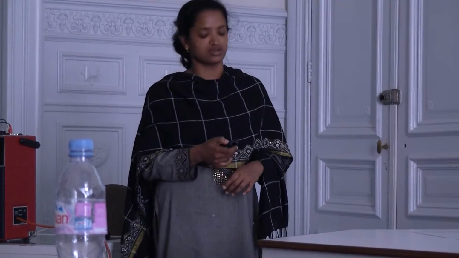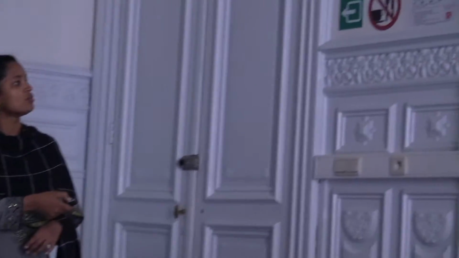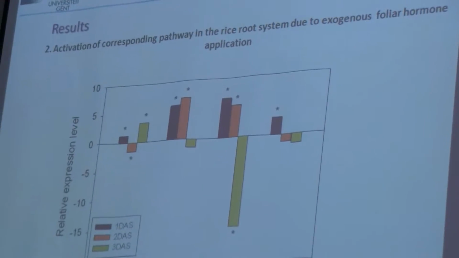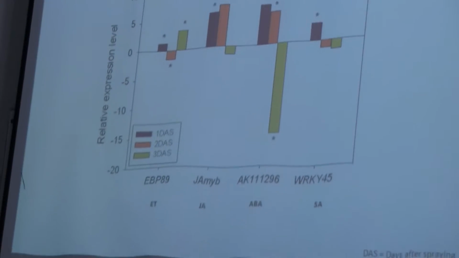In order to verify the effectiveness of the chemicals as inducers of the corresponding pathways in the rice root system due to exogenous foliar hormone application, for each pathway, one hormone-responsive gene was selected to see its expression. qPCR analysis revealed that all the hormone-responsive genes were significantly upregulated at earlier time points in the rice root system due to the respective hormone application. At later stages, different genes from different pathways showed inconsistent differential expression.